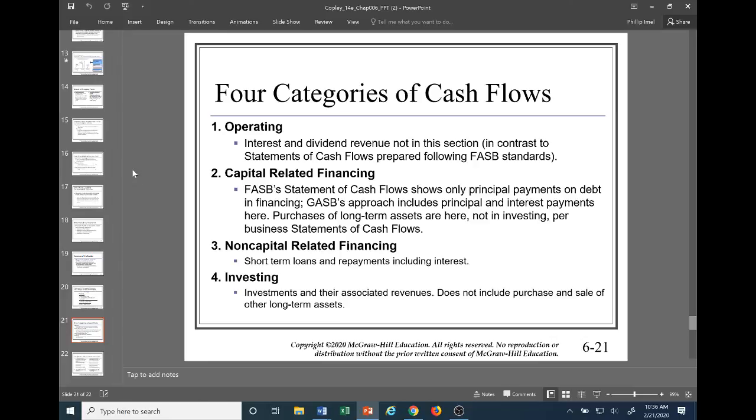So let's talk about the categories of the cash flows. If you recall, we mentioned earlier, we touched on this a little bit. There's 4 sections in the proprietary fund types for the governmental, under GASB. Under FASB, there's how many sections? There's 3. Remember OIF, operating, investing, financing.